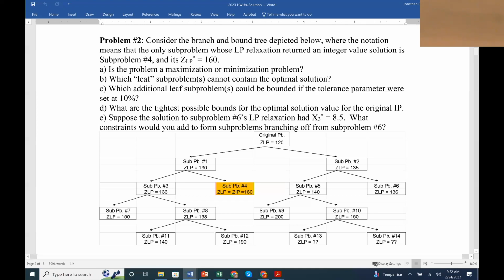Okay. So I was asked to go over this homework problem, and then we'll do a couple others like it because these are classic ways of assessing your understanding of branch and bound. They make very good exam questions.